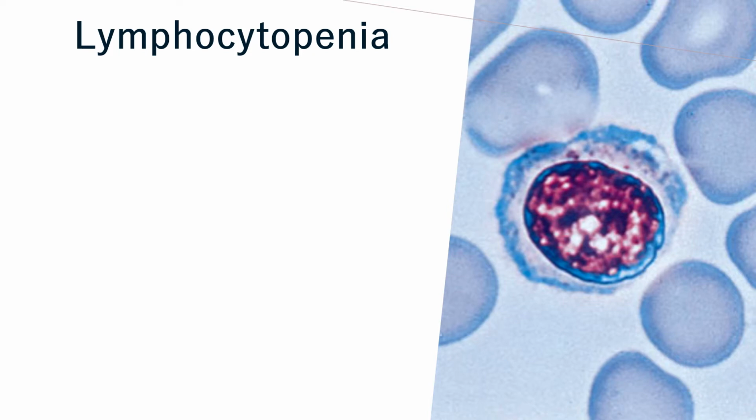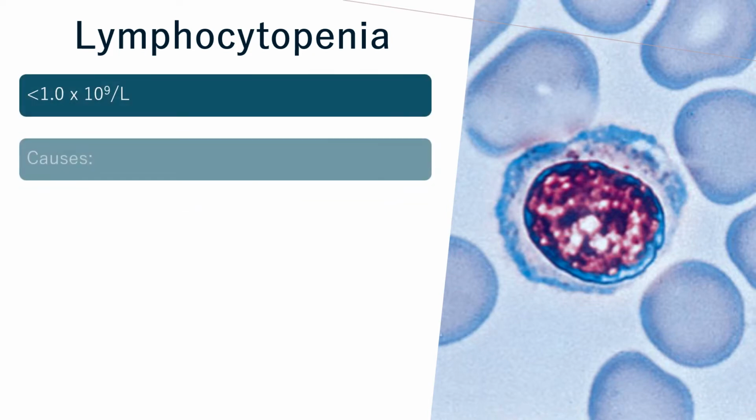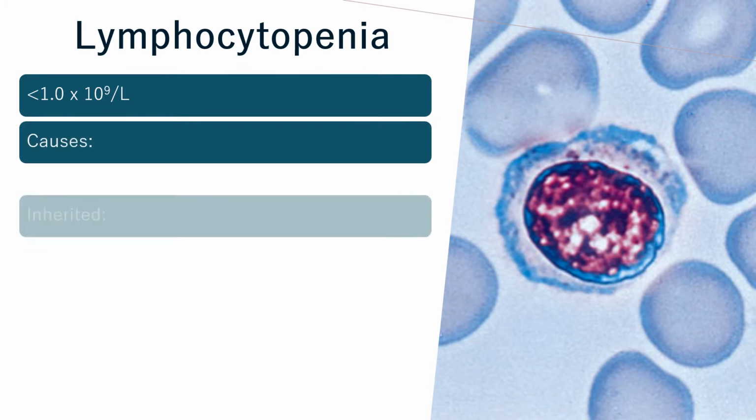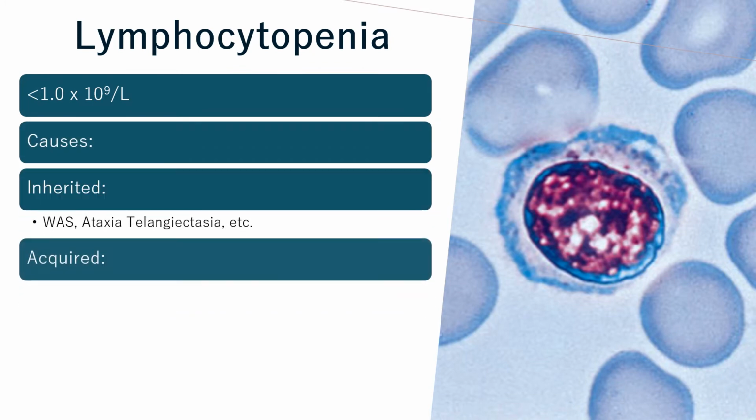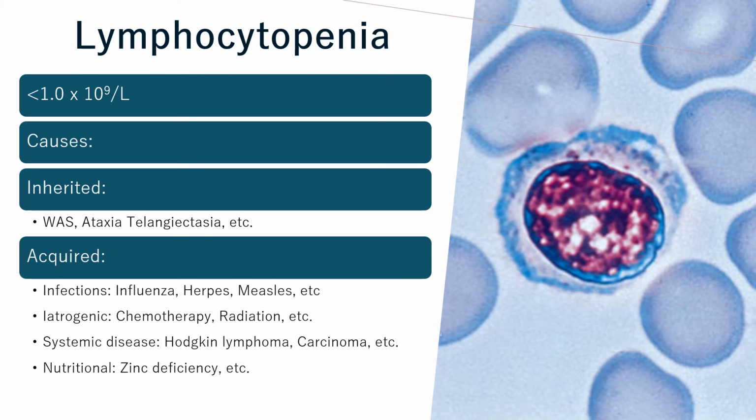Adult lymphocytopenia is defined as a count below 1 × 10^9 per liter. Non-malignant causes of lymphocytopenia can be subdivided into inherited and acquired. A decreased lymphocyte count may be seen after infections like influenza and herpes, or as a side effect of therapy like chemotherapy and radiation. It may also be secondary to certain systemic diseases like Hodgkin's lymphoma and carcinoma. Or it may be a simple nutritional deficiency that causes a decreased lymphocyte count.